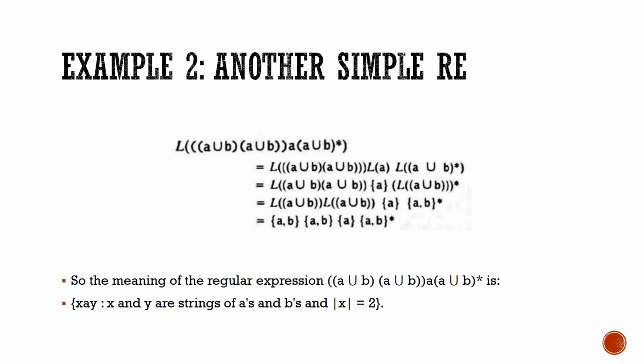X, A, Y. X should be of length 2, which means this can be written in another way. X should be of length 2 means the first character can be anything, the second character can be anything; the first two characters can be anything, that is your X. The third character should be A. Then the Y. Y is a string made up of A's and B's. We are not told any restriction. It can be of 0 length, 1 length, 2 length, like that.